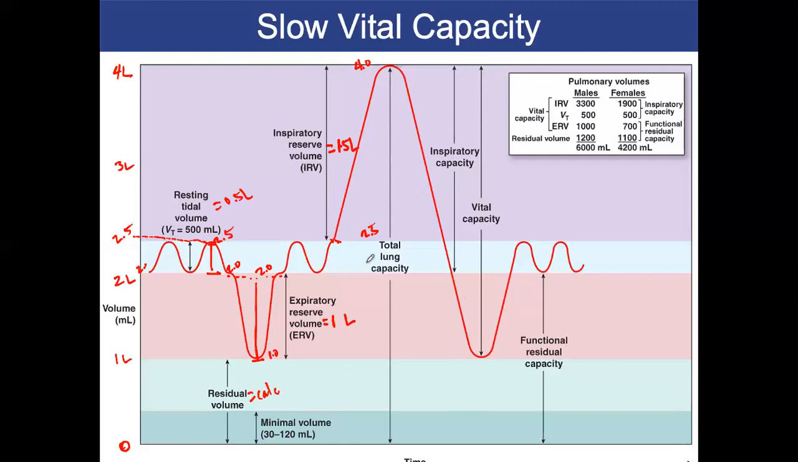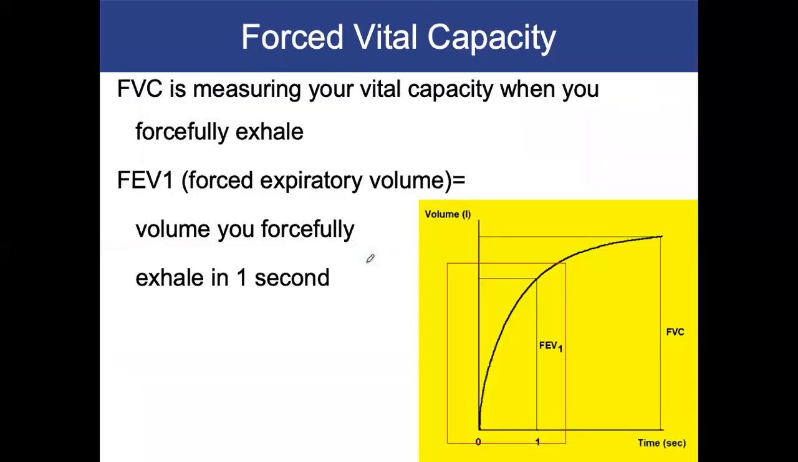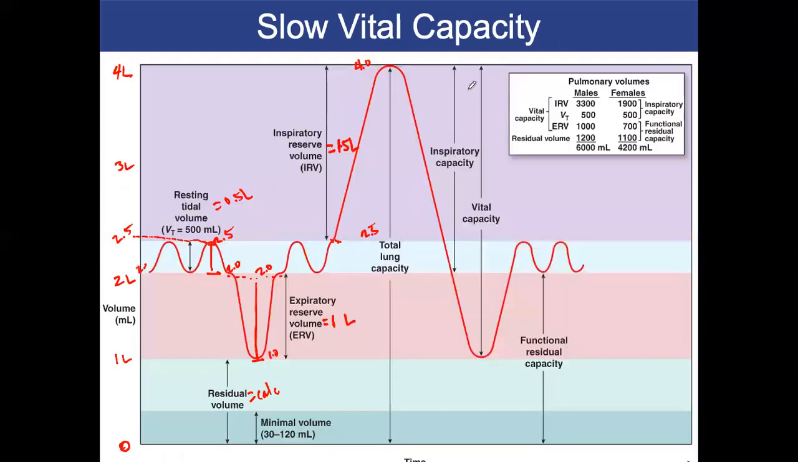Okay, so this is slow vital capacity. Forced vital capacity is a little bit different. So it's still measuring vital capacity. So this should still be the same predicted vital capacity, right? Let's back up a second. So this vital capacity is, let's say, 1.5 plus 0.5 plus 1. So that gives us 3, okay? And this is really low, that's fine. So that gives us 3 liters.